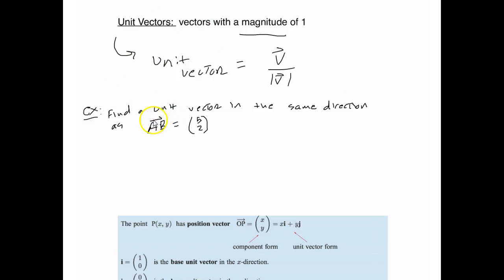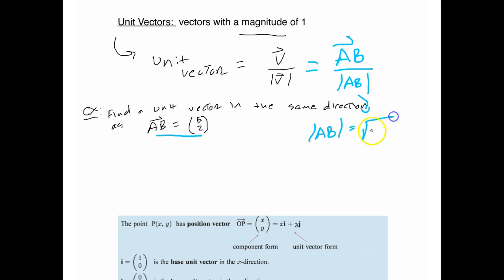Let's go back to our favorite. AB is 5, 2. Let's find a unit vector in that direction. So all you gotta do is follow this formula right here. So that means in this case my vector is AB. I'm going to divide it by its magnitude, the magnitude of AB. Now we actually did this earlier, right? The magnitude of AB, we just used that formula. So we did 5 squared plus 2 squared. You got radical 25 plus 4, or radical 29. So if we want to find the unit vector, all we're going to do is this. We're going to get our vector, 5, 2, and divide by rad 29.